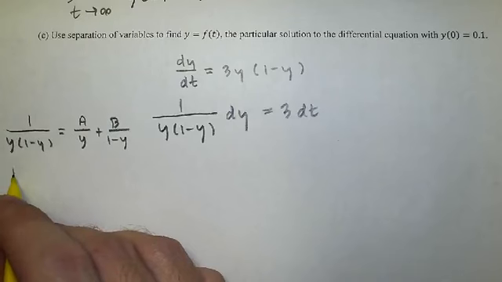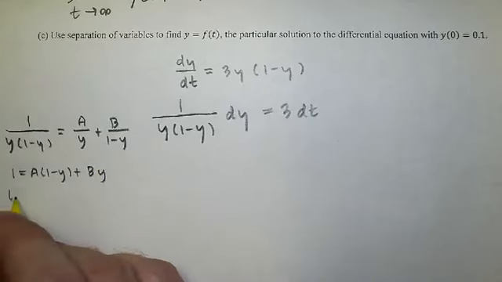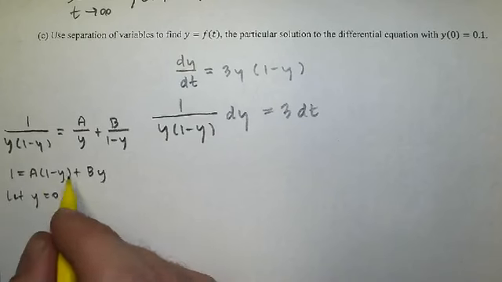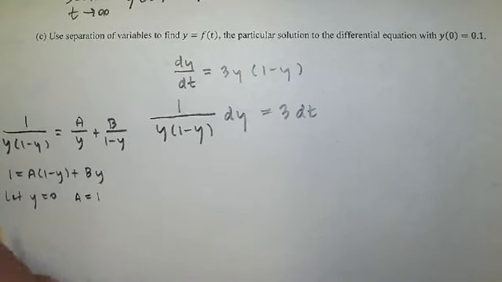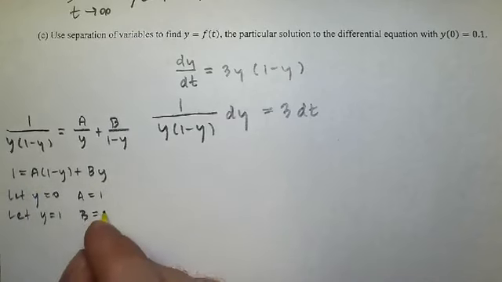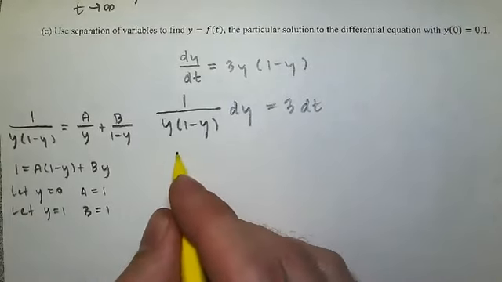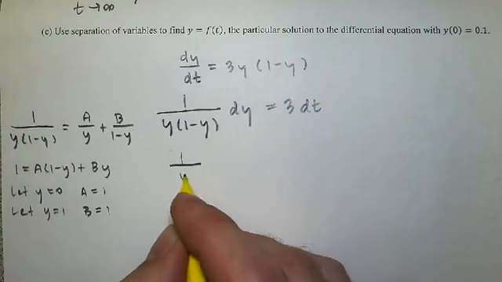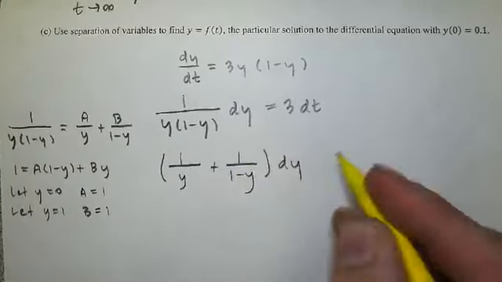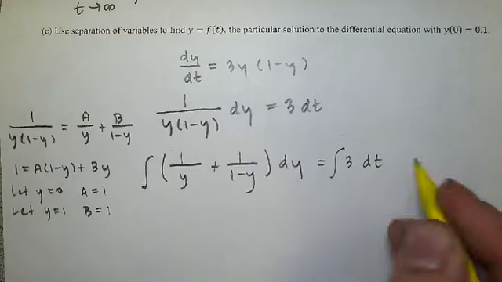Okay. What I'll say is that I know that 1 is going to be a times 1 minus y plus b times y. And I'm going to say let y equal 0 first, so that thing goes away. A, or 1, is equal to a times 1. So that means a is equal to 1. That's kind of nice. And then we're going to let y equal 1. That means that 1 is equal to b times 1, and that means b is 1. Okay. Now what I can do is I can say that this is the same as 1 over y plus 1 over 1 minus y dy, something I can integrate much easier, is equal to integral of 3 dt.